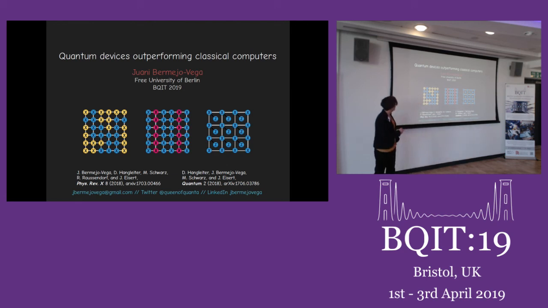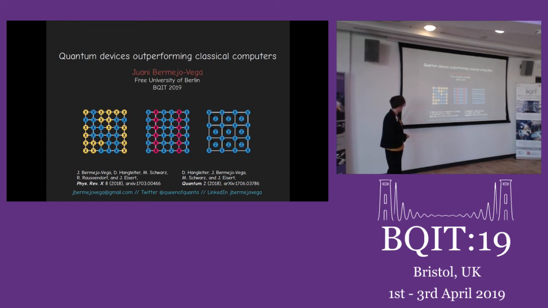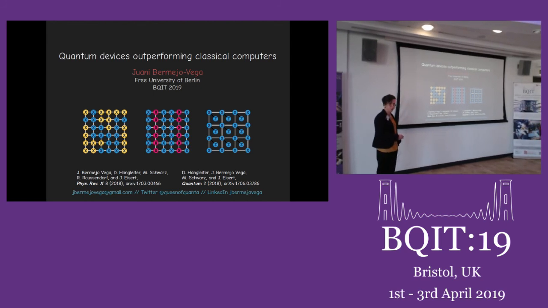I'm going to be talking about quantum devices for outperforming classical computers. I'm a theorist, and I'm going to be focusing on practical aspects of these two papers, mostly the first, which is joint work with Dominic Hang-Leiter, Martin Schwarz, and Jens Eisert from Free University of Berlin, and also Robert Rosendorf from UBC, Vancouver, Canada. I'm going to be explaining what these little squares and circles mean during my talk.